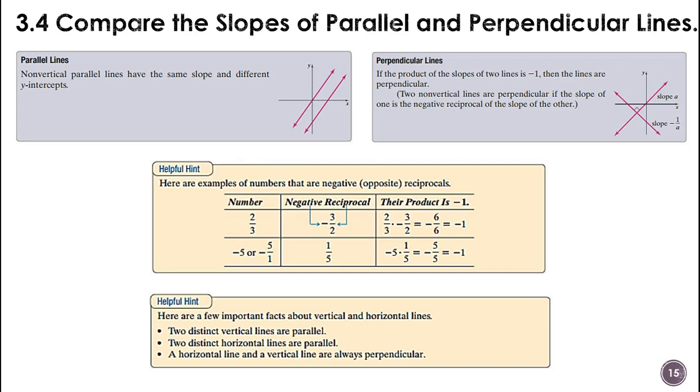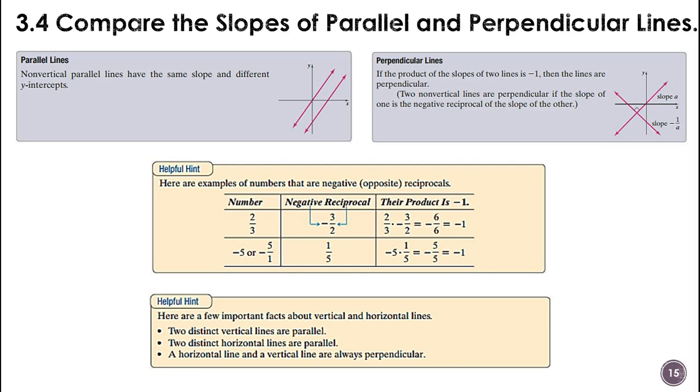All right, so you can see on this side for section 3.4, we have a lot of information about slopes of parallel and perpendicular lines. Parallel lines have the same slope because they never intersect and they always have to stay the same distance apart. So it would make sense that they're going in the same direction and the slope is the same.